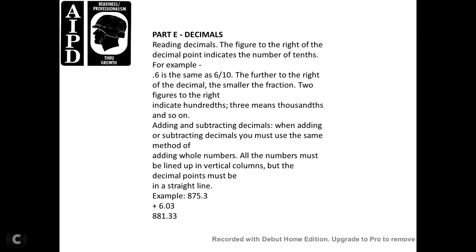Part of the decimals: reading decimals. One figure to the right of the decimal point indicates the number of tenths. For example, 6/10 is written as .6, with the decimal for the smaller fraction. Two figures to the right indicate hundredths, and three thousandths, and so on. With adding and subtracting decimals, the method is the same as adding whole numbers: all numbers of any line of the vertical column must be aligned, and the decimal points must be in a straight line.